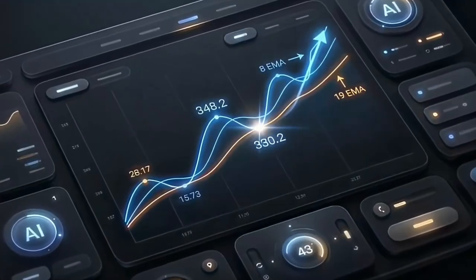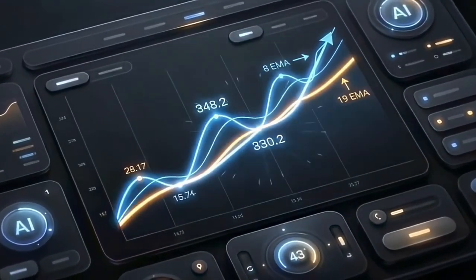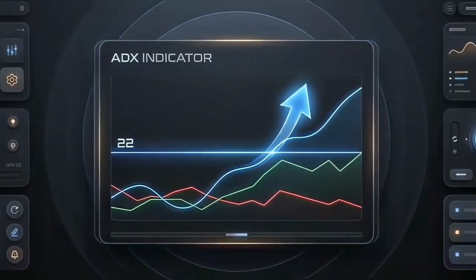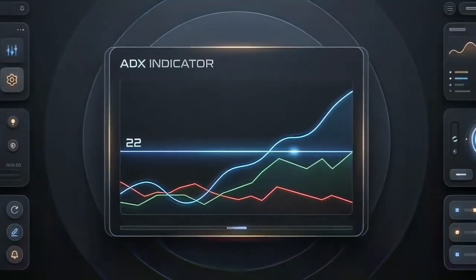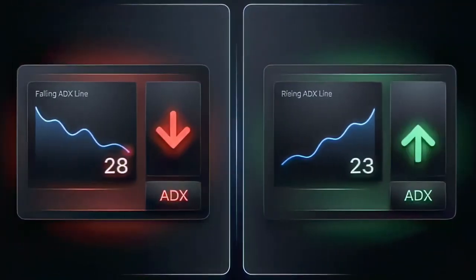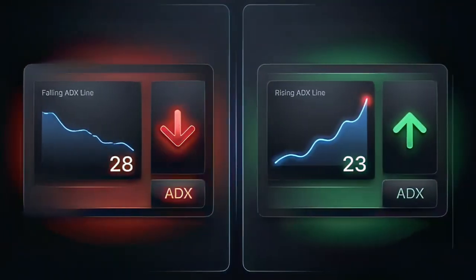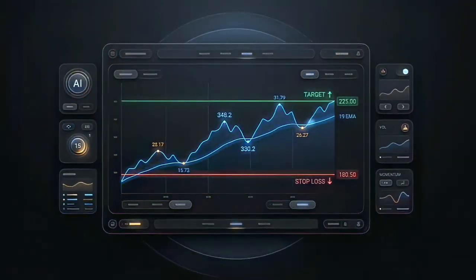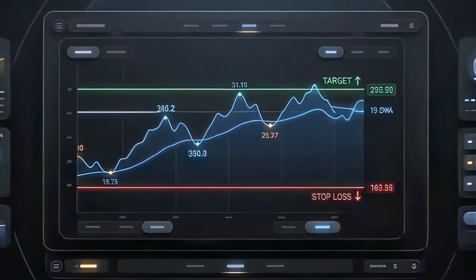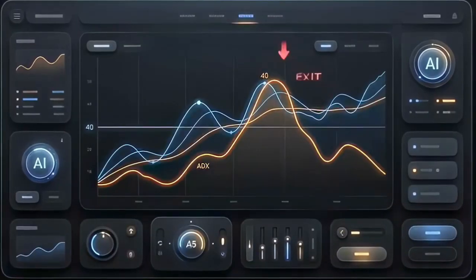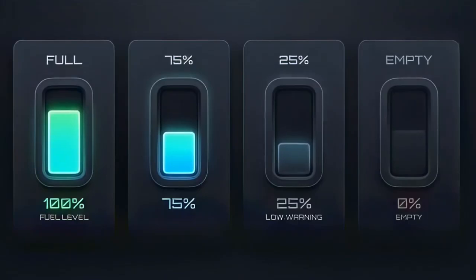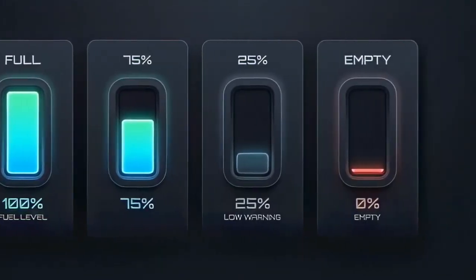Now the rule. The 8-period exponential moving average crosses above the 19, and at that moment the index must read above 22, and it must be rising. Not merely above 22, rising. A falling index reading of 28 describes a trend losing its grip, while a rising one at 23 describes a trend finding it. Stop beneath the 19-period average and target the next resistance level. Then exit when the index turns down from a reading of 40 or higher. Not because price has done anything wrong, but because the fuel that justified the trade has started to drain.